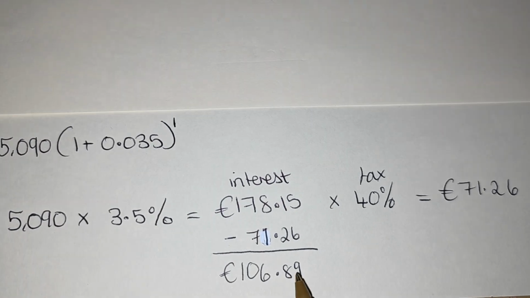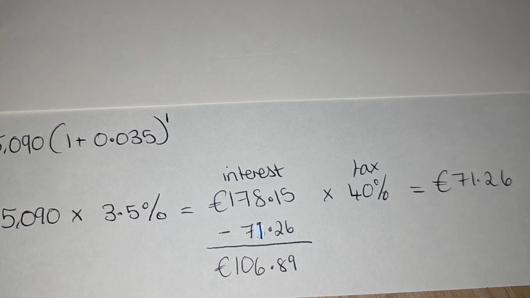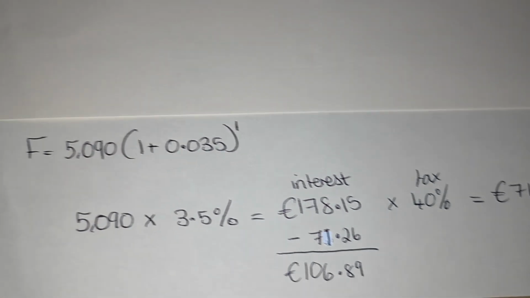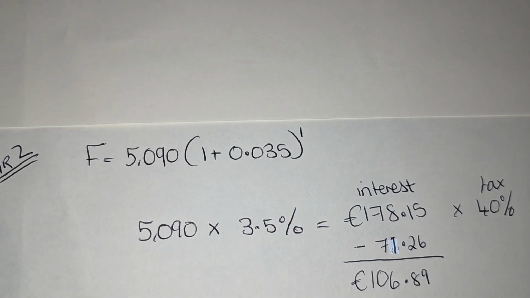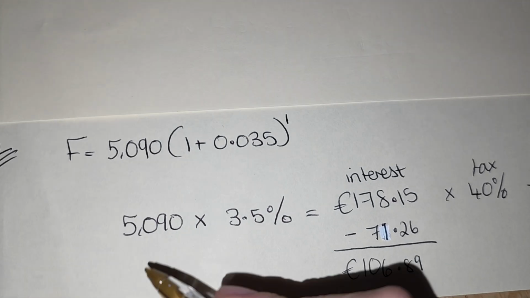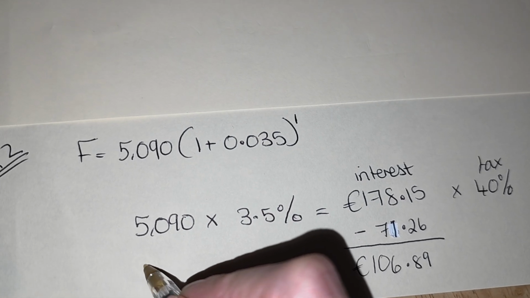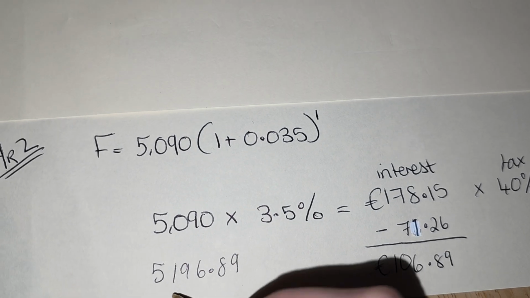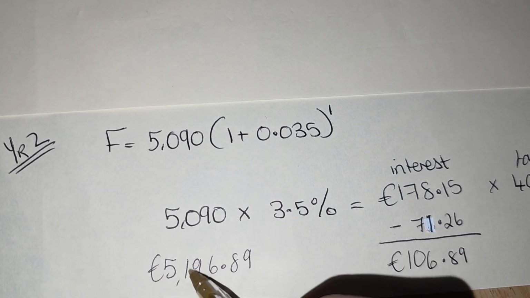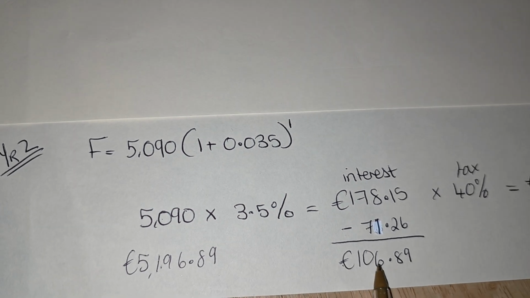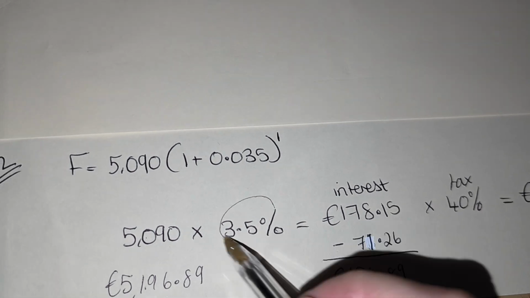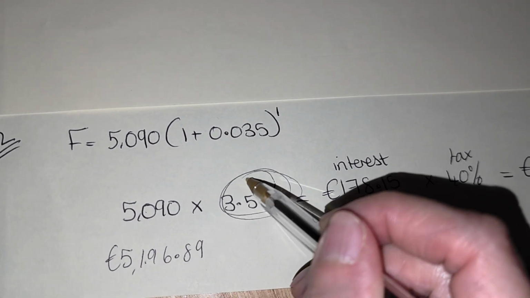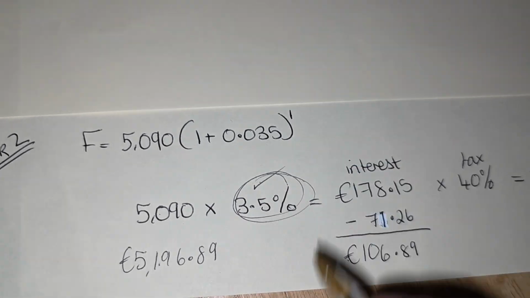That was €106.89. And that is the exact difference between the amount of his investment at the beginning of the year and the amount that they said he got to take home at the end of that year, which was €5,196.89. So the difference between those two figures was the €106.89. So I now know that my interest rate for year 2 prior to tax is correct.